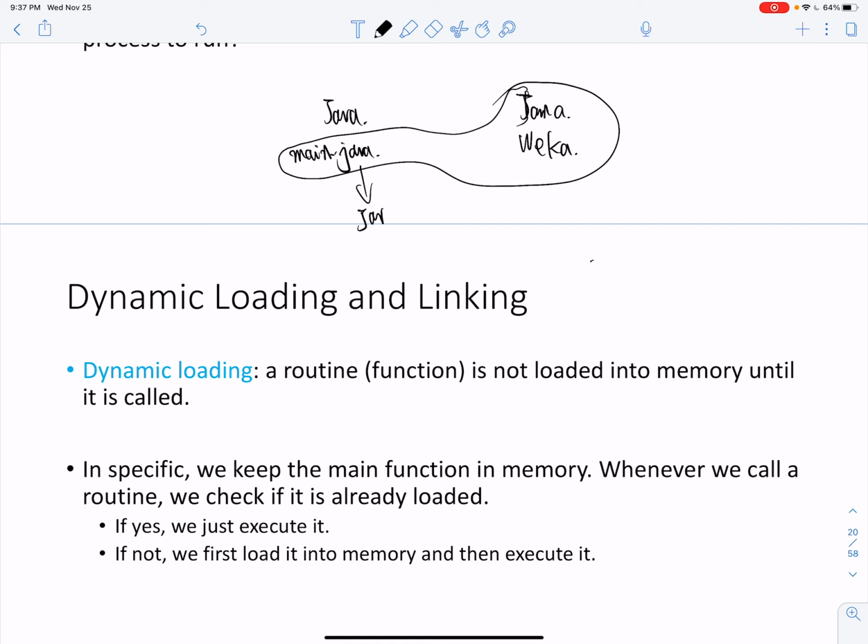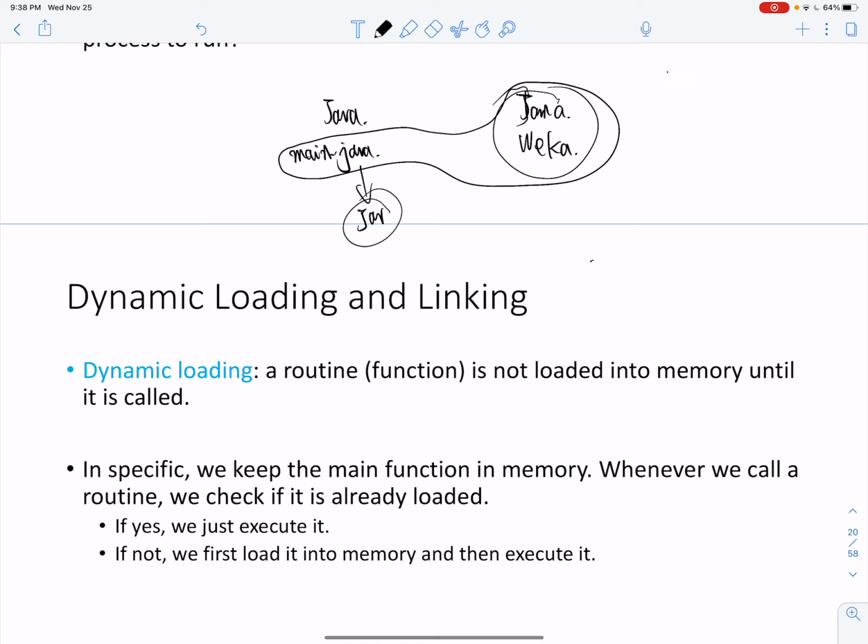Obviously, this way is easier. It's more convenient, because when a person just downloads this JAR file, he or she is able to execute the JAR file right away. But the problem is that this JAR file is going to be very large, because it also includes those two libraries, and those libraries usually are much larger than our programs. So this is the drawback of this approach.